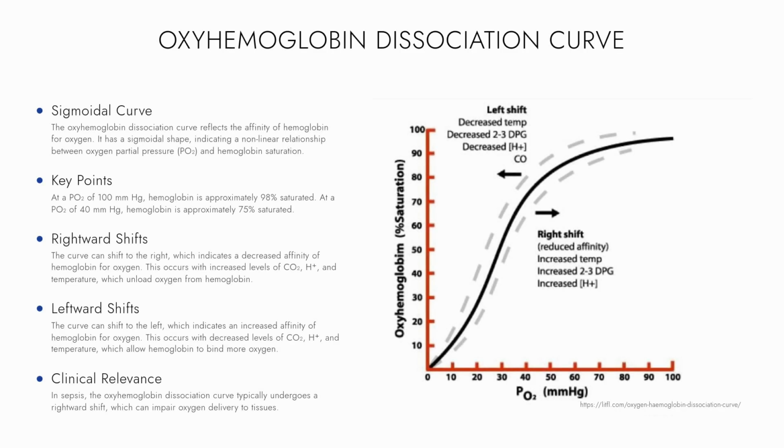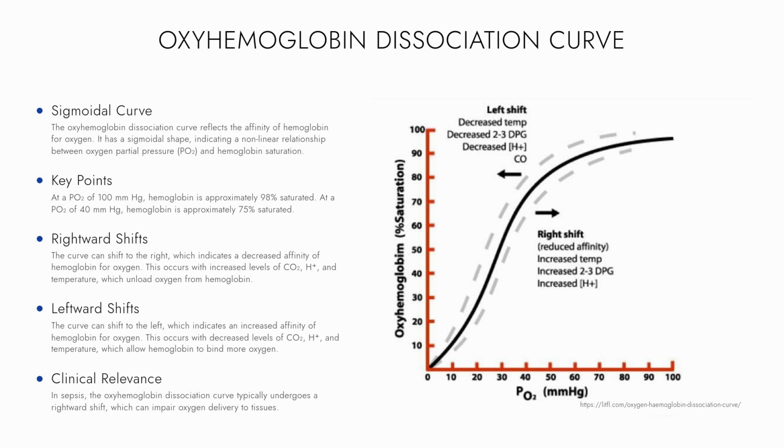Oxyhemoglobin dissociation curve. The oxyhemoglobin dissociation curve shows how O2 binds to hemoglobin based on PO2. Its S shape reflects cooperative binding. At alveolar PO2 of approximately 100 millimeters mercury, hemoglobin is 98% saturated. At tissue PO2 approximately 40 millimeters mercury, it's 75% saturated, releasing O2.